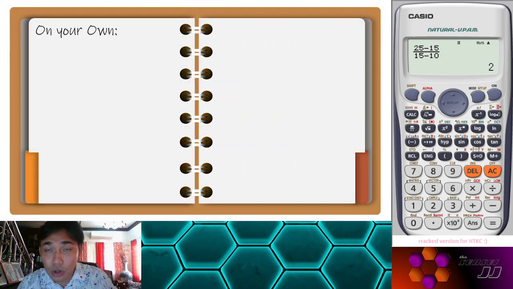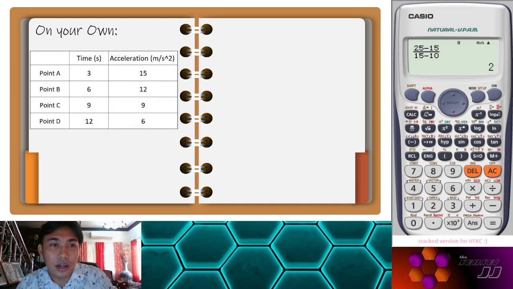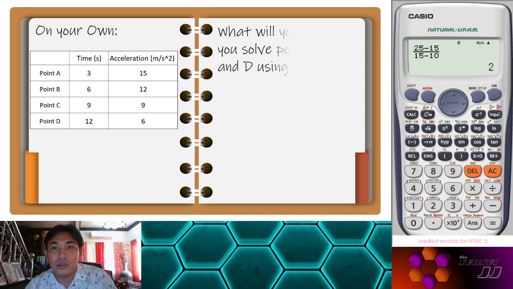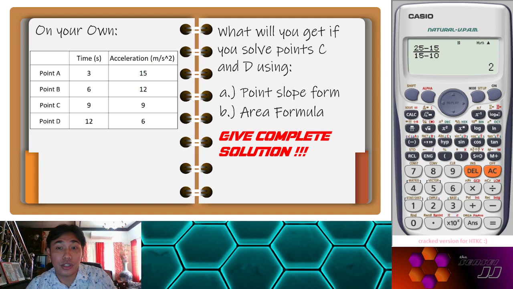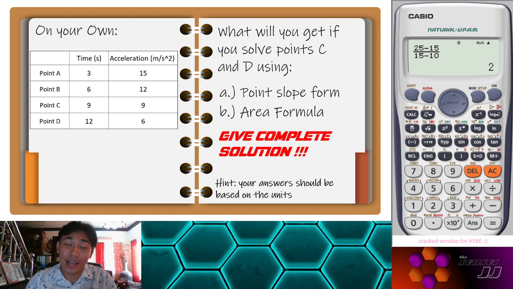On your own again, we have points A, B, C, and D with the acceleration. We have the time of 3, 6, 9, 12 for points A, B, C, and D, and the acceleration of 15, 12, 9, and 6. What will you get if you solve points C and D using the point slope form and A and B using the area formula? Give a complete solution, and your answer should be based on the units.